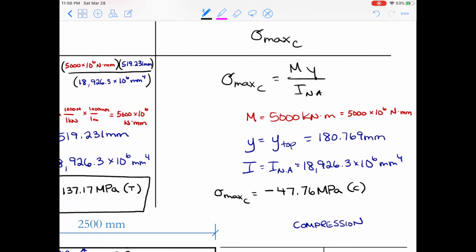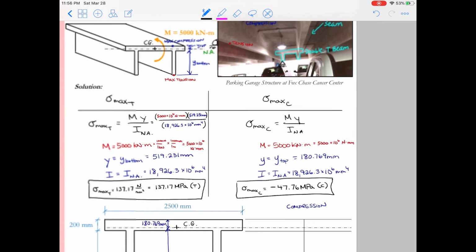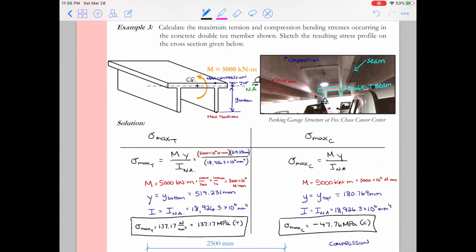Now, remember our sign convention that we're typically taking tension as positive and compression as negative. And so I add a negative sign just to indicate that it's in compression. But as long as you write that parenthesis C there, I know that you're telling me it's in compression. And so whether or not you have that negative sign, it's more important that you tell me if it's in compression or it's in tension.